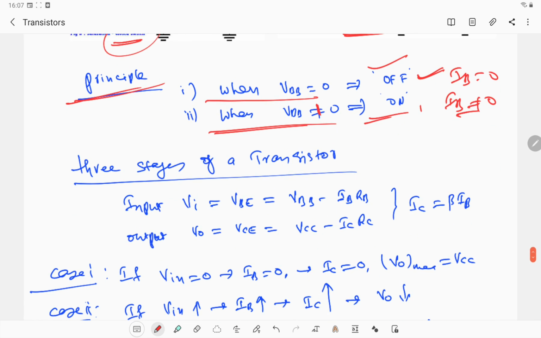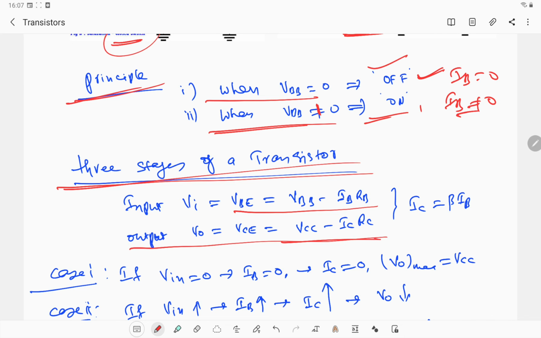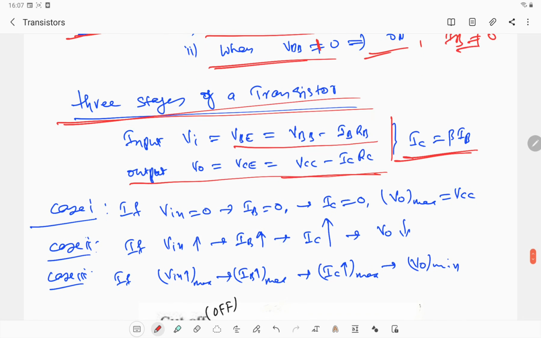See here, there are three stages of the transistor. Here the input voltage, we have already seen this, VB is equal to VBB minus IBRB, and output voltage is VCC minus ICRC. Another relation, IC is equal to beta into IB. Case 1, if V input is equal to 0, meaning VBB is 0, input potential is 0, therefore input current is also 0. IC is equal to beta into IB, IB is 0, therefore IC is also 0.